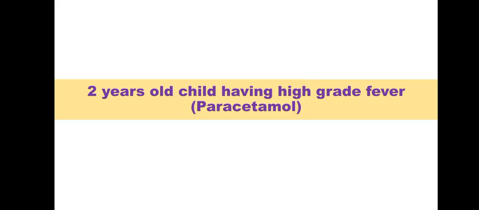Then a 2 years old child having high grade fever. Now you have decided to administer the paracetamol and suppose the temperature is, for example, 101 degree Fahrenheit and one has decided to give the drug by the oral route, but you know that the child is not able to take the tablet. So the dosage form should be a liquid oral dosage form in the form of a syrup.